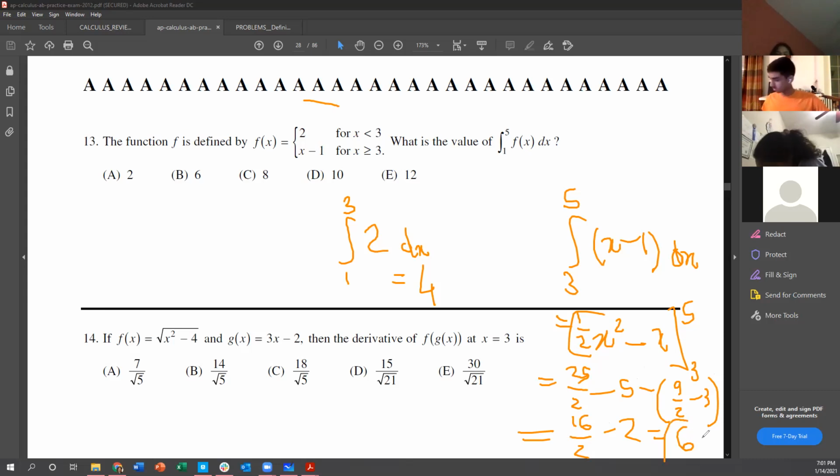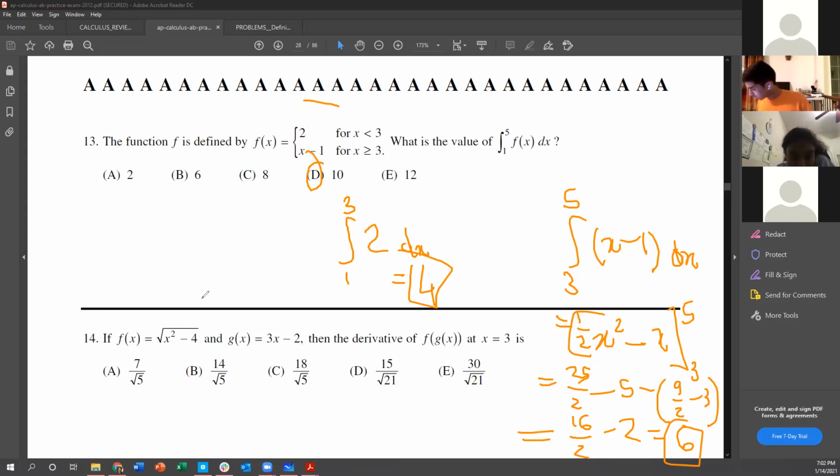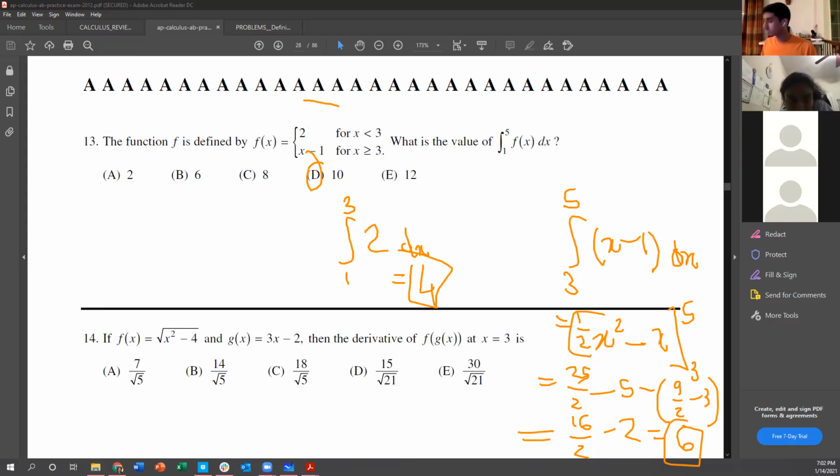So we have a 6 from this portion, a 4 from this portion. So 6 plus 4 is 10. I would say the answer is D. Good? Okay.